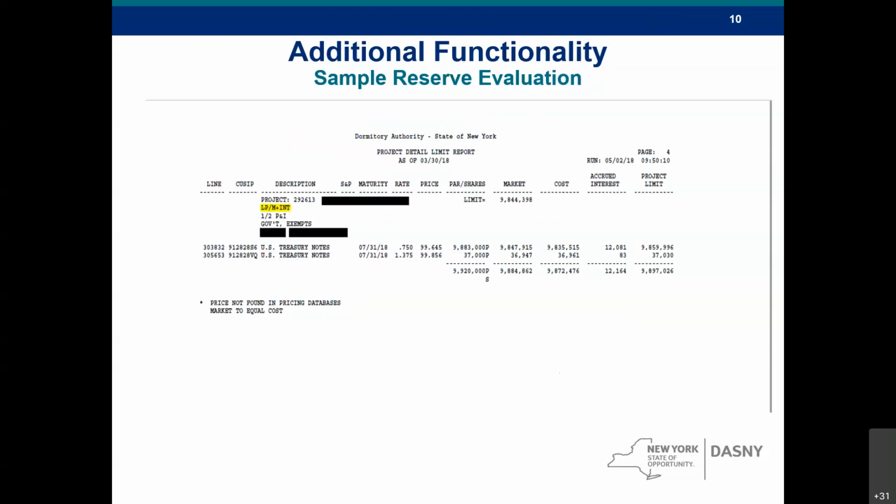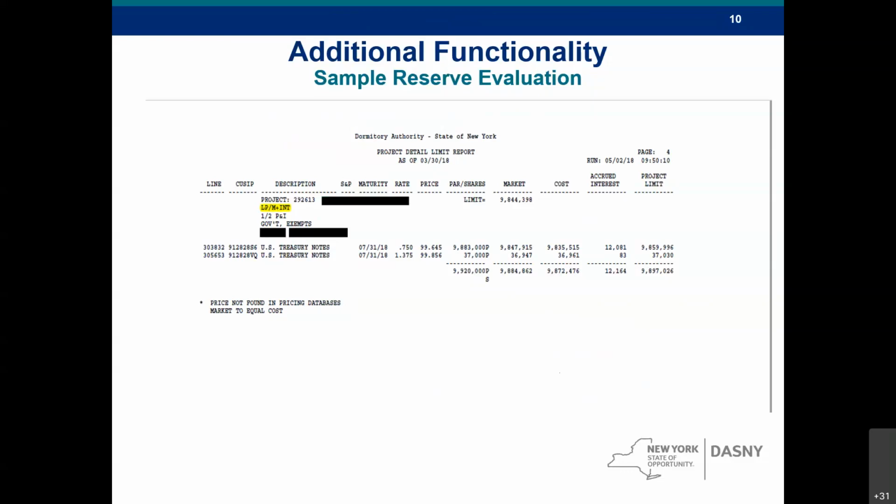The limit represents the minimum value the account is required to be at, and that limit is housed in a table within the system organized in fund number order, or in this report, project number order, which is 292613. These limits can change throughout the life of the bond issue. In the last column, the project limit represents the value of the securities held in the account based on the valuation method determined by the bond documents and identified in the limit table so that this report can be produced.